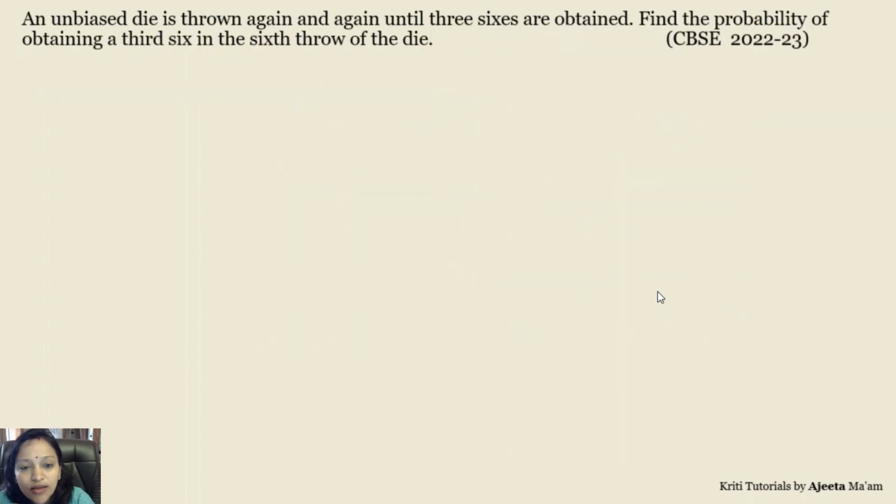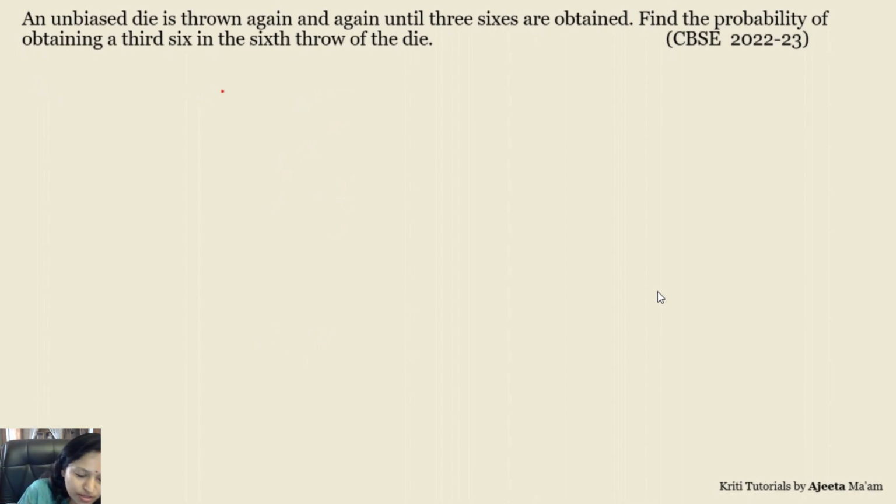An unbiased die is thrown again and again until 3 sixes are obtained. Find the probability of obtaining the third six in the sixth throw of the die. Now this was a very important question, though a little bit different. Your students mostly messed up. So just see what is being asked. An unbiased die is thrown again and again until 3 sixes are obtained. What is the probability of obtaining the third six in the sixth throw of the die?